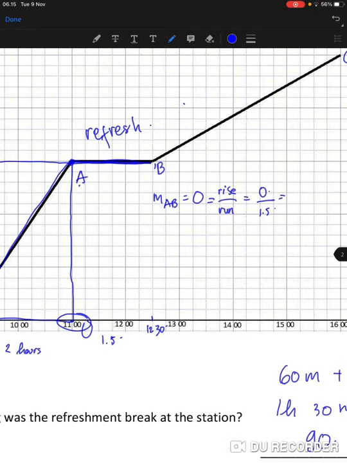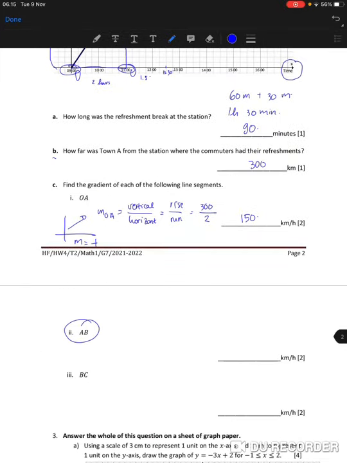0 divided by any number, you will have 0. So your gradient here is going to be 0. The gradient here is going to be 0 km/h.